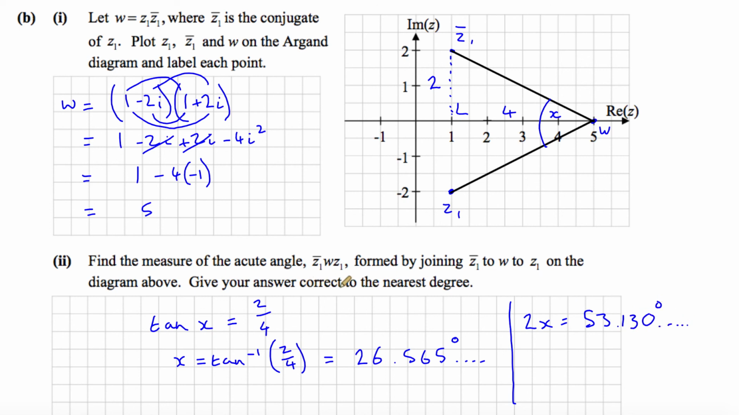But they want the answer correct to the nearest degree. So to the nearest degree, I'm going to look to the digit after the decimal. This 1 doesn't affect the 3 in front. So the angle then is just 53 degrees. That's the acute angle that we're looking for. And the end of B2 and the end of question number 2.